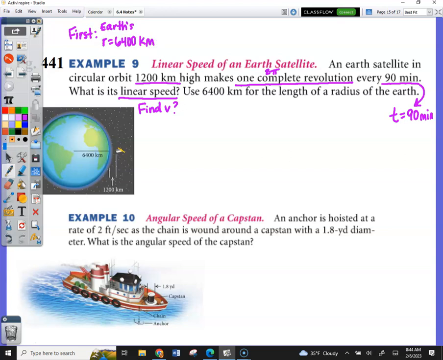Right? And then what's the height of the satellite? How high above the Earth's surface is the satellite? 1,200 kilometers. Make sure those match. Right? So what is the distance from the center of the Earth to the satellite then? 7,600, right? Y'all see where that number came from?